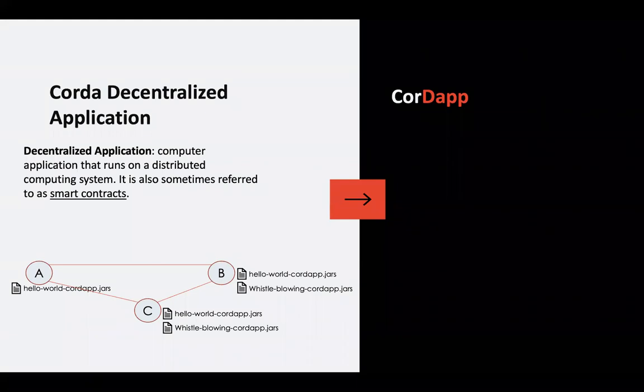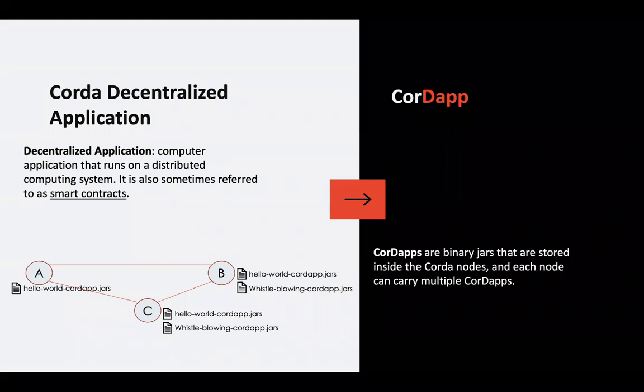It's also sometimes referred to as smart contracts. And what that really means is that these are binary jars that are stored inside of Corda nodes, and each node can carry multiple of them, right? So CorDapps are written in JVM compatible languages. We often say Java, but it can also be Kotlin.